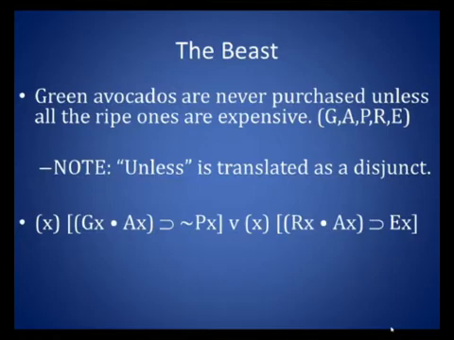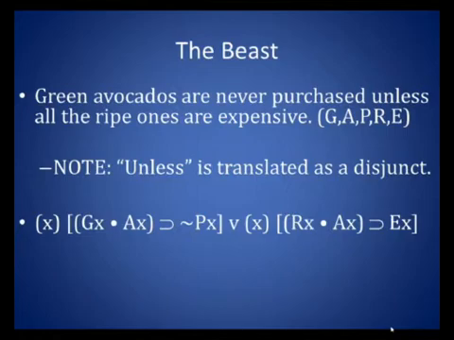Now let's look at the right side of this disjunct. All the ripe ones are expensive. The ripe ones refers to avocados, of course. So what's being said here is that for all X, if X is ripe and X is an avocado, then X is expensive. So putting the unless in there, what we're saying is that for all X, if X is green and X is an avocado, then X is not purchased, unless for all X, if X is ripe and X is an avocado, then X is expensive.